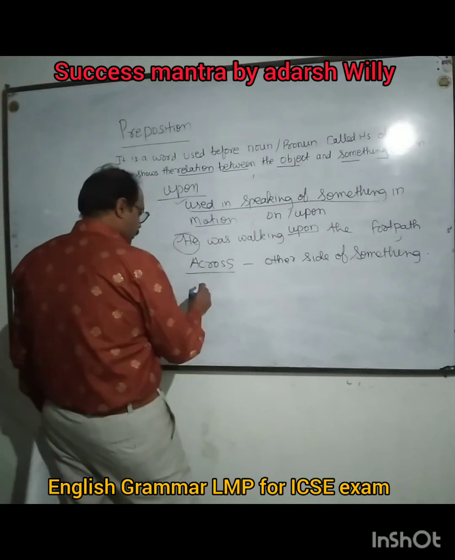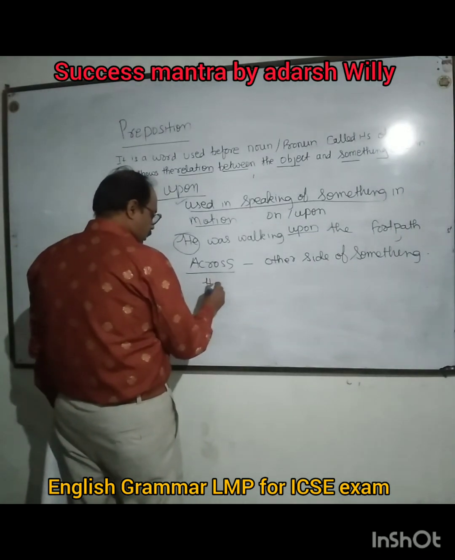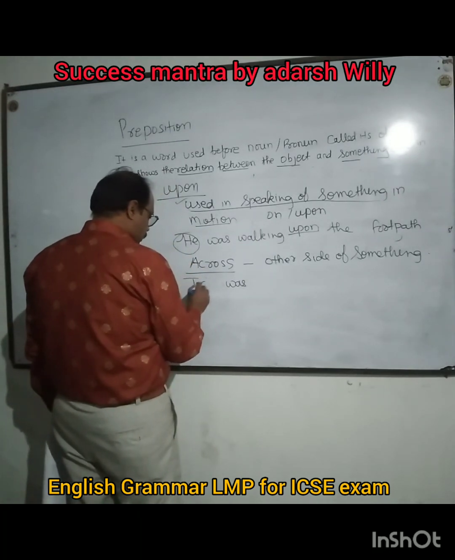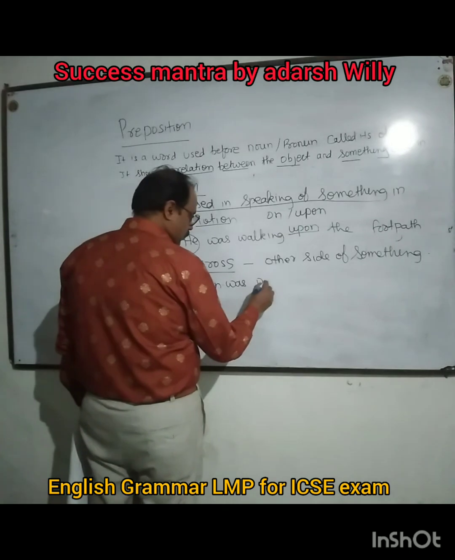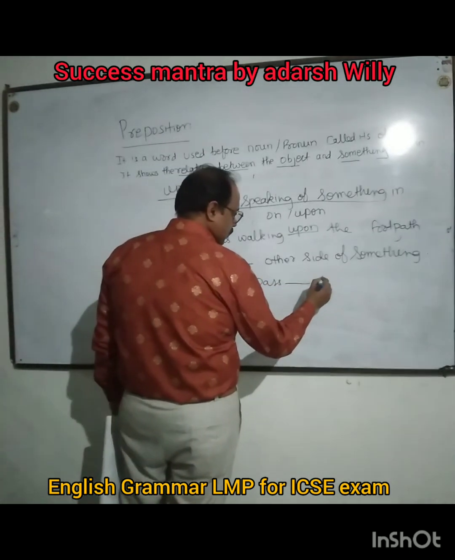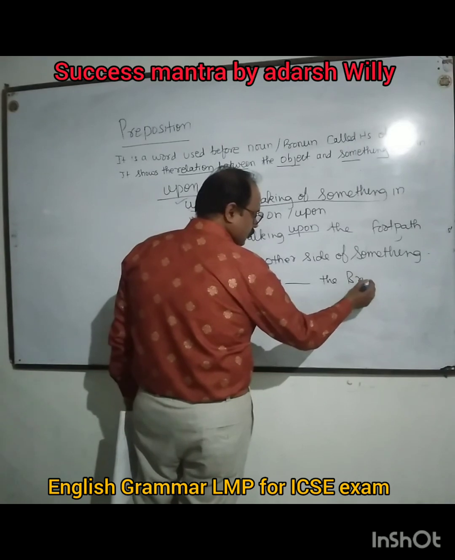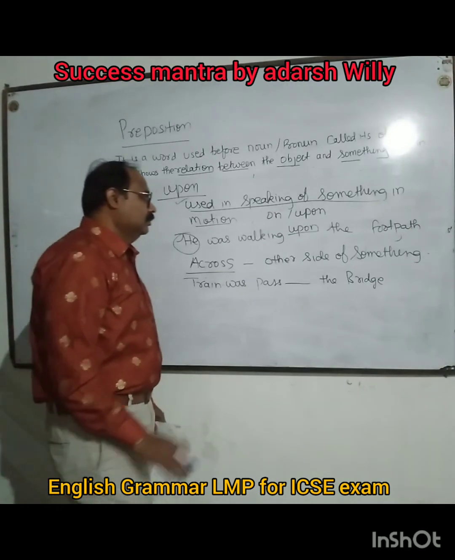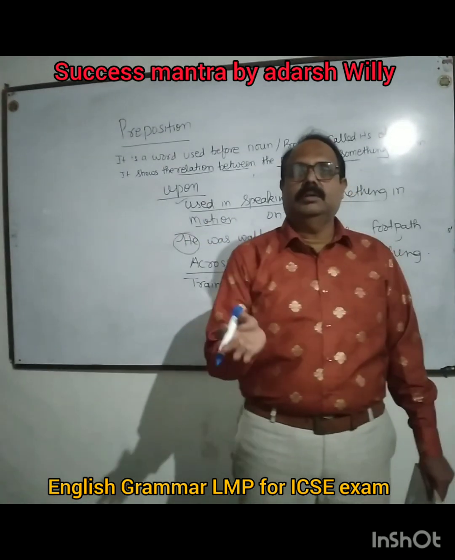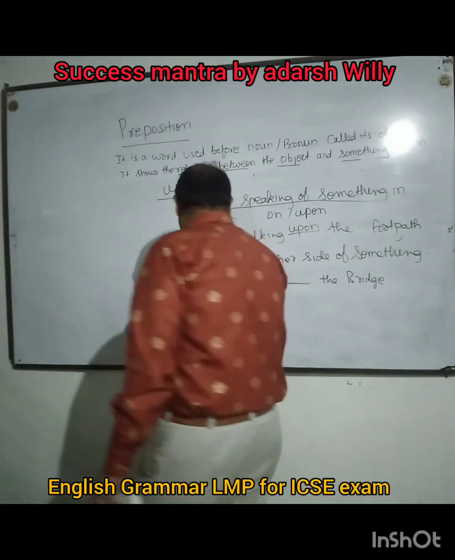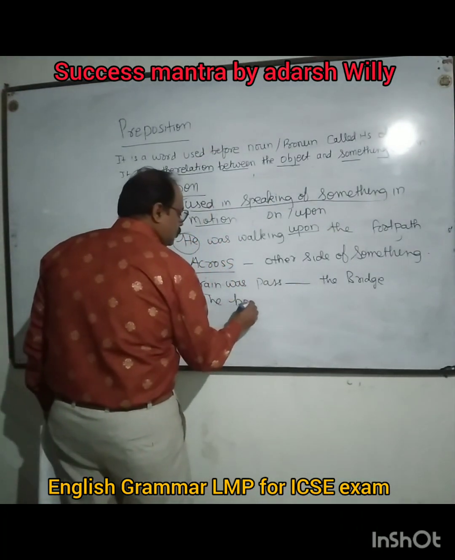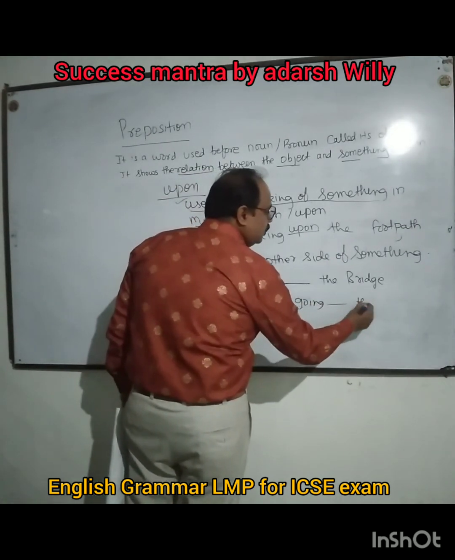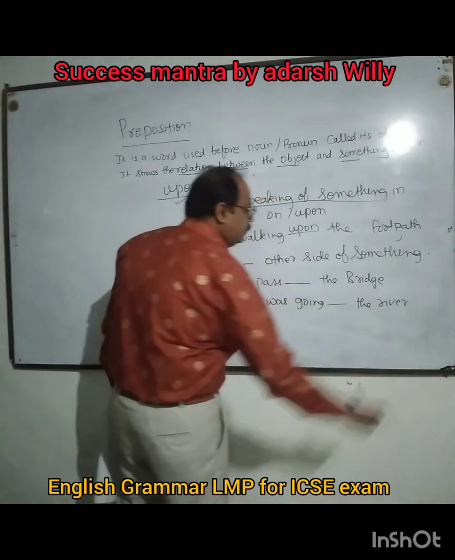ठीक है, you take an example that the train was passing dash the bridge. यहाँ पे क्या आ जाएगा, what you can use. ठीक है, the boat was going dash the river. The boat was going dash the river. Now in this case, what you will do?